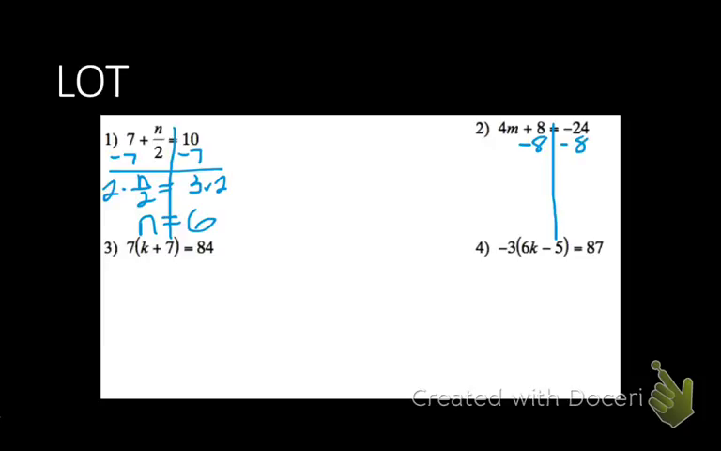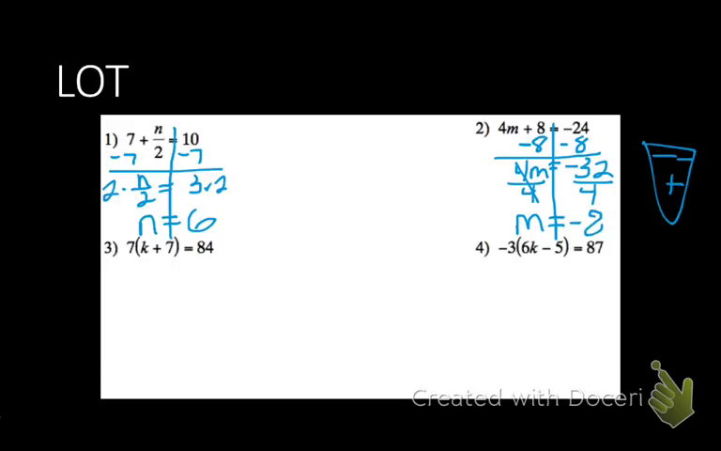For number 2, again, start by drawing the line. Subtract 8 from both sides to get started. 4m is equal to negative 24 minus 8. They are both negative, so you are actually going to add, and it's going to equal negative 32. Divide both sides by 4. On the left, the 4's cancel. So we're going to get m is equal to, and on the right side, the first thing I notice is that I have a negative and a positive. So I know that my answer with multiplication and division is going to be a negative, and 32 divided by 4 is 8.